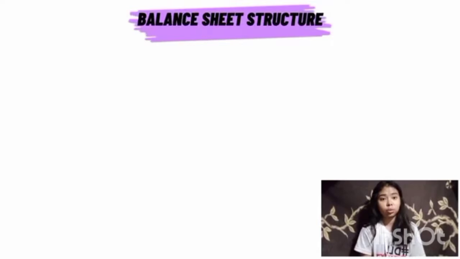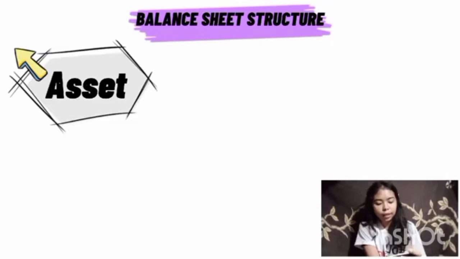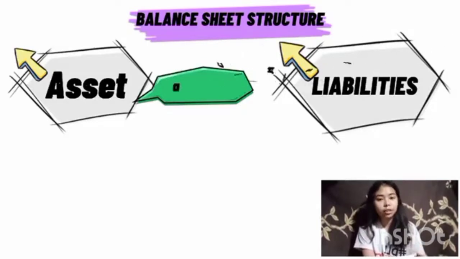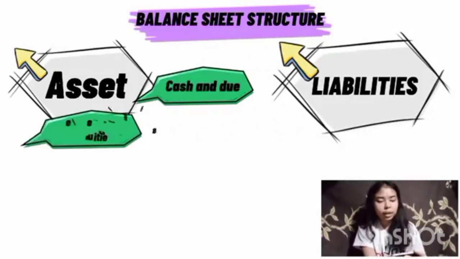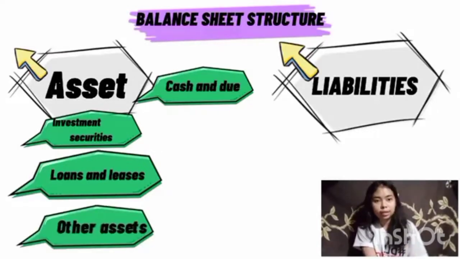The balance sheet structure. So, balance sheet structures contain assets and liabilities. So, in assets, bank assets are grouped into 4 subcategories. First is the cash and due from depository institutions. 2 is the investment securities. 3, loans and leases. 4, other assets. So, unahin na natin yung first subcategories ng asset, which is the cash and due from depository institutions.